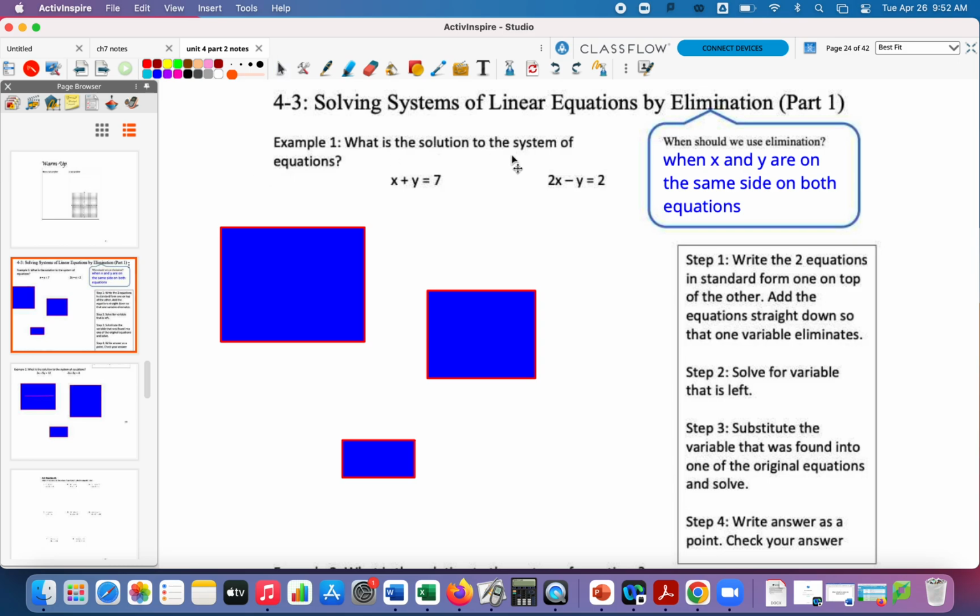In this section, we're going to learn about how to solve a system using elimination. This will be just kind of part one. We'll start with some easy ones, then we'll get into some more difficult ones in some later videos. So when to use elimination?